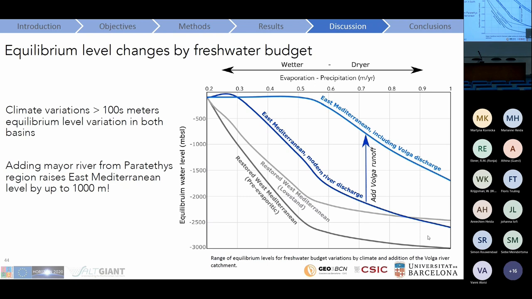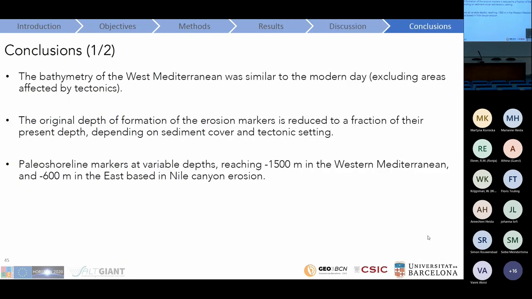So this really illustrates the importance of the geometry of basins when we look at the impact of freshwater budgets. So even though the Paratethys might not have had a huge volume, its surface area suggests that if more water from the Paratethys was coming into the Mediterranean while it was isolated from the Atlantic, the water level might have been quite variable.